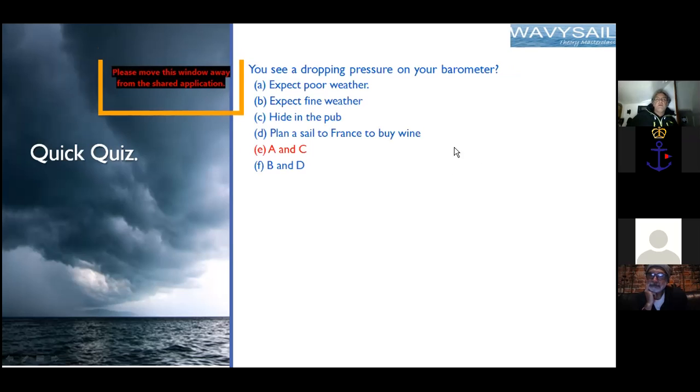Okay, so basically if you see your pressure dropping on the barometer, you can expect poor weather, go and hide in the pub. You do not want to be going to sea in any way, shape or form if the weather starts dropping. If the barometer starts dropping fast, it means that there's going to be weather coming in.